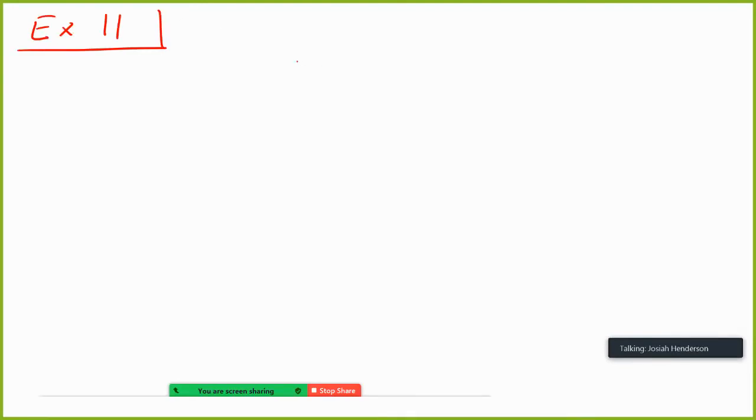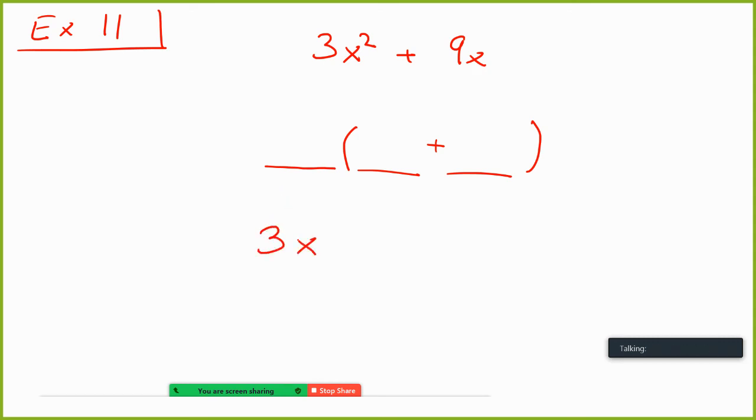Example 11. Let's do 3x to the 2nd plus 9x. Factor. Here's the format. You could do 3x. We can take out 3x this time. Perfect. And what are we looking at left over after taking out that 3x? x plus 3. x plus 3.